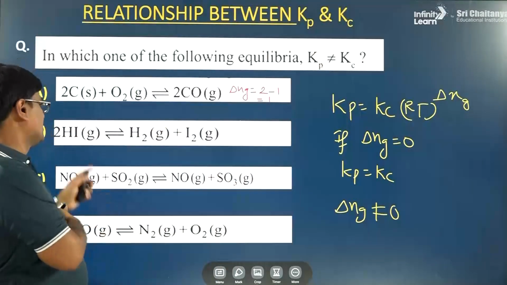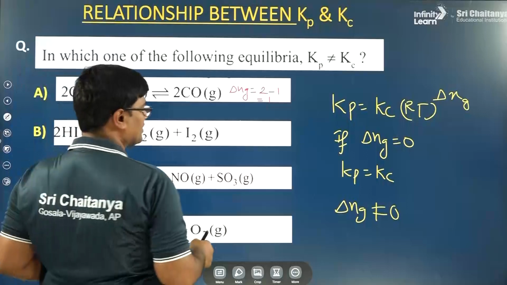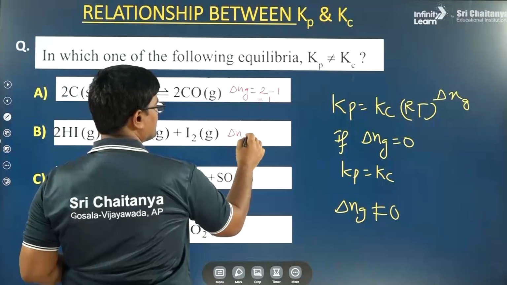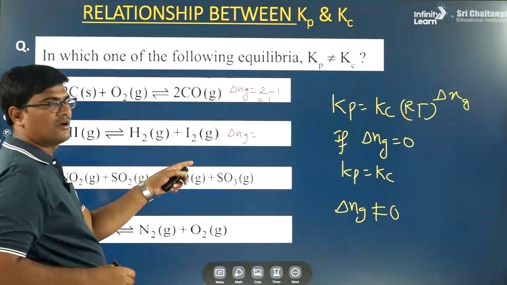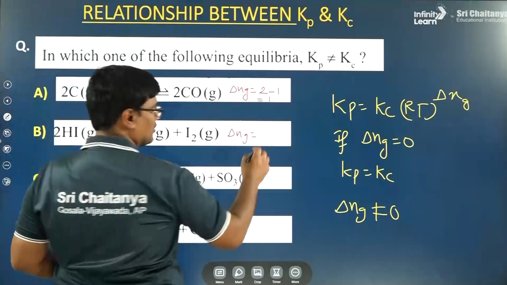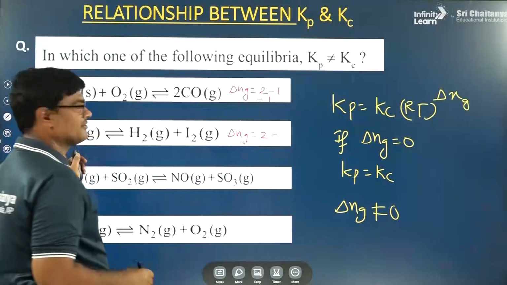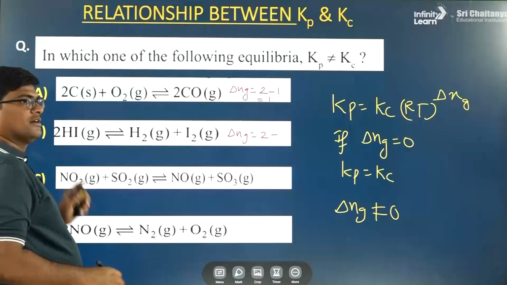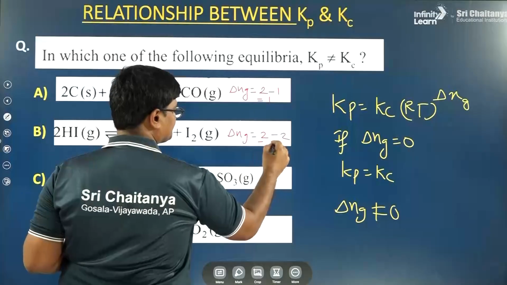Let's go for next. 2HI gas gives H2 gas and I2 gas. That means what is delta Ng here? How many moles of gaseous products? H2 gas and I2 gas. 1 plus 1, 2. How many moles of gaseous reactants? 2HI. That means 2 minus 2, 0.